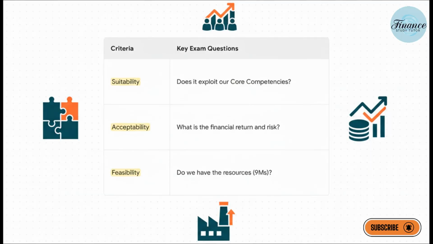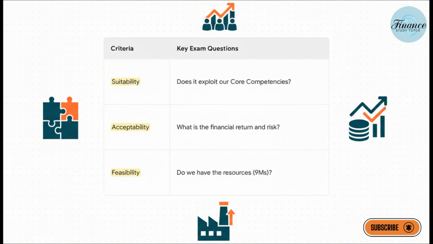Okay, get your phones ready because this is a classic screenshot moment. You'll thank me for this later. When you're in the exam and you're writing your answer, you need to structure your evaluation around these exact questions. For suitability, you ask, does this option play to our strengths? Does it fit where we are in the market?